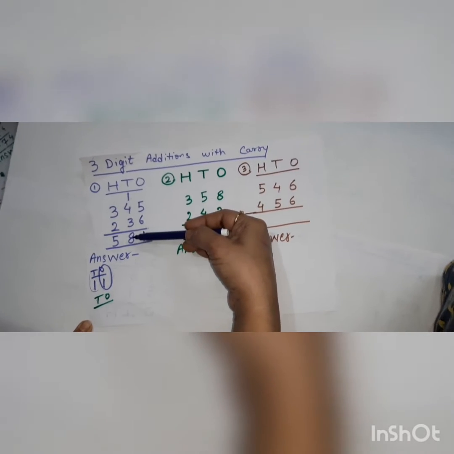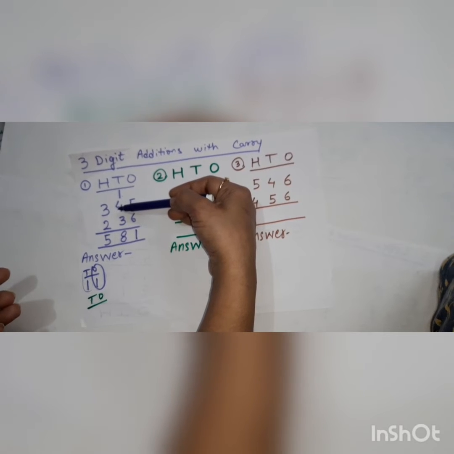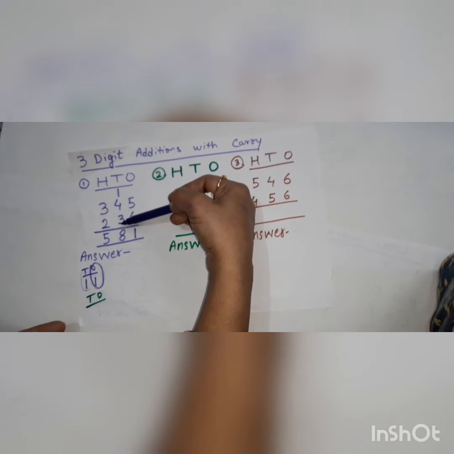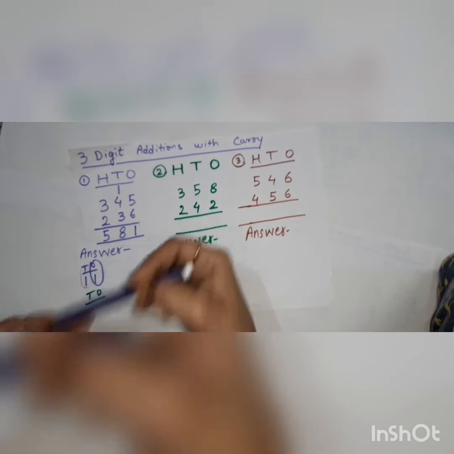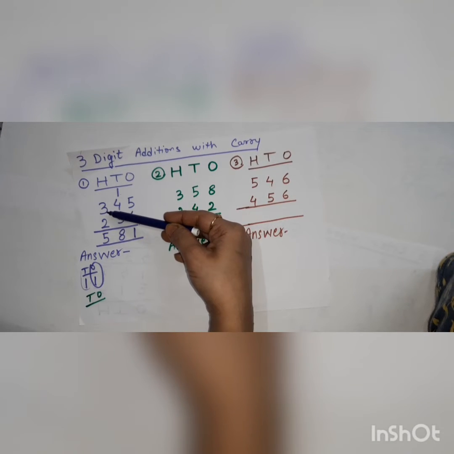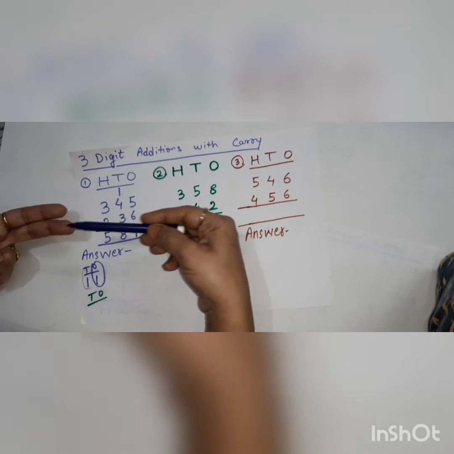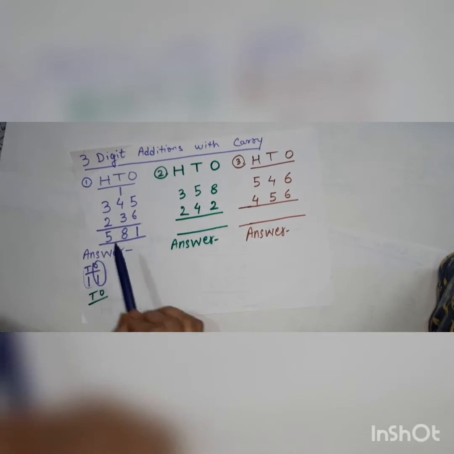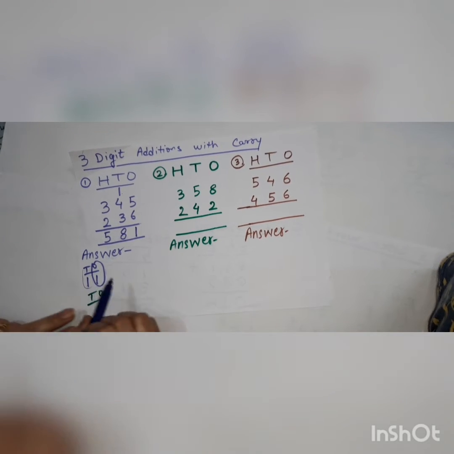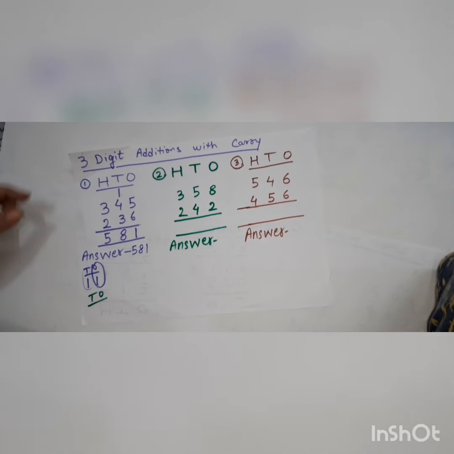Now we count all. 1, 1 plus 4, 2, 3, 4, 5, plus 3, 6, 7, 8. So I write here 8. Again count, this is 3, this is 2, take out 2, after 3 is 4, 5. So, I write here 5. The answer will be 581. Okay.